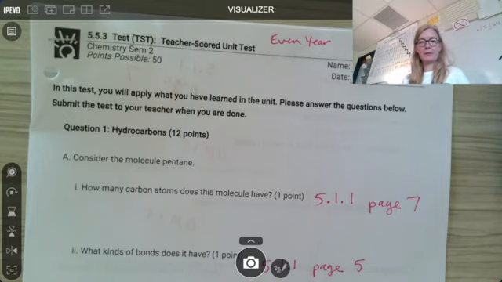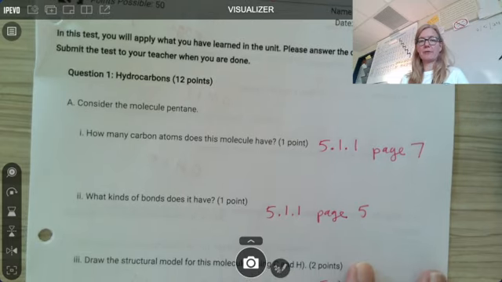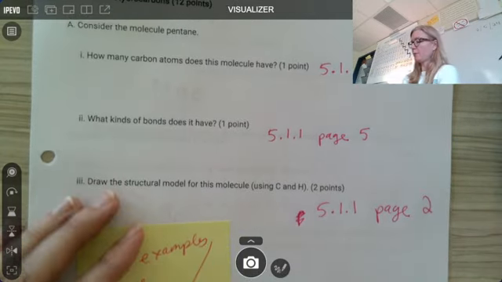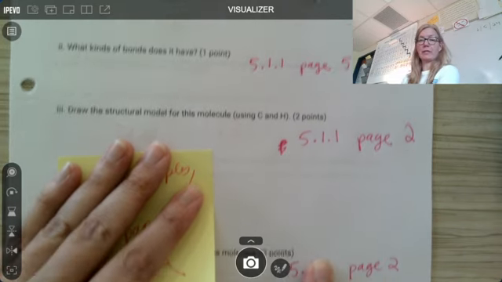Hey everyone, I'm here to give you some hints on the 5.5.3 test. So question 1A, part 1 is in 5.1.1, page 7. Part 2 is in 5.1.1, page 5. And 3 and 4 are 5.1.1, page 2.